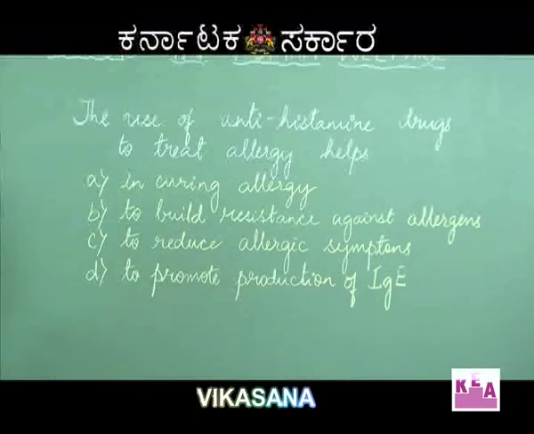The next question is, the use of antihistamine drugs to treat allergy helps. Option A is in curing allergy, option B is to build resistance against allergens, option C is to reduce allergic symptoms, and option D to promote production of IgE.